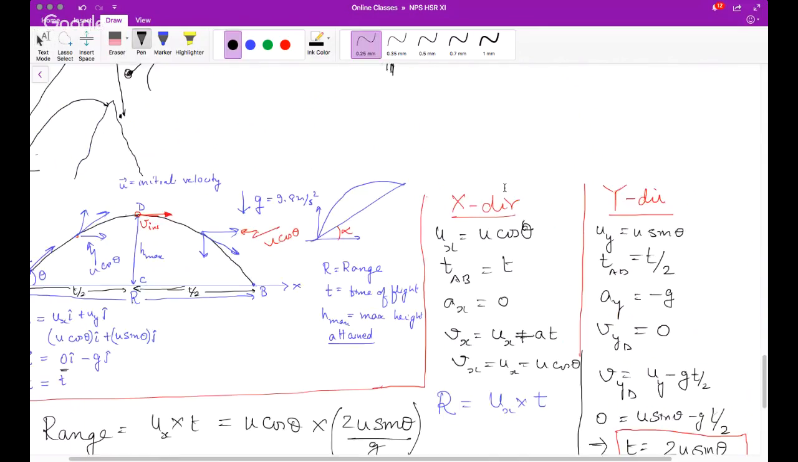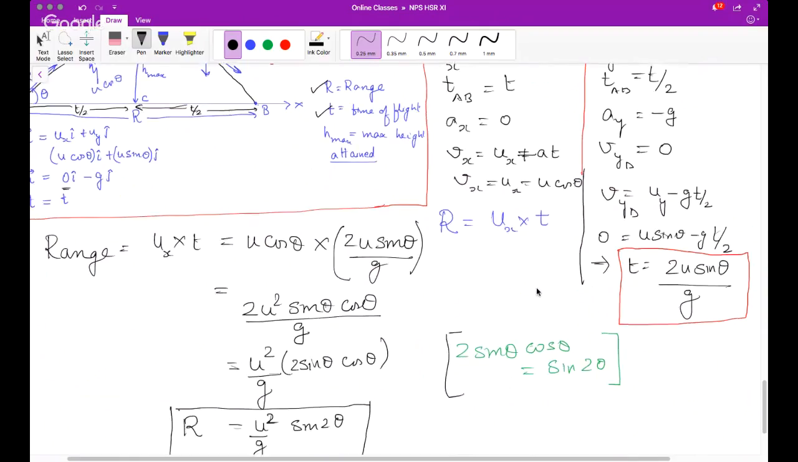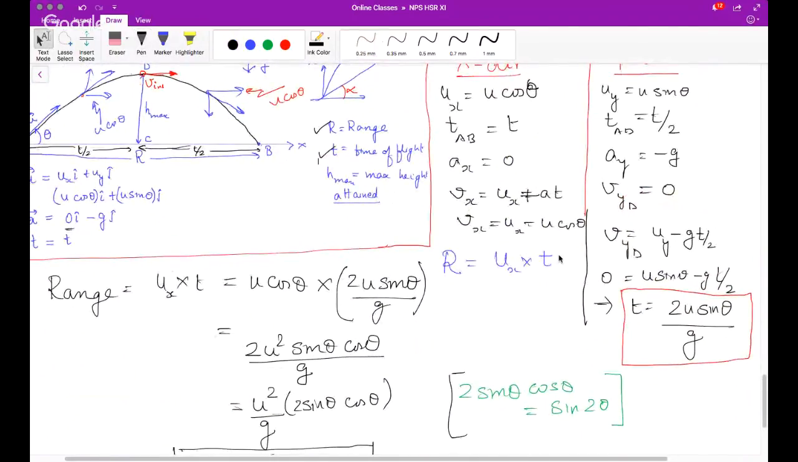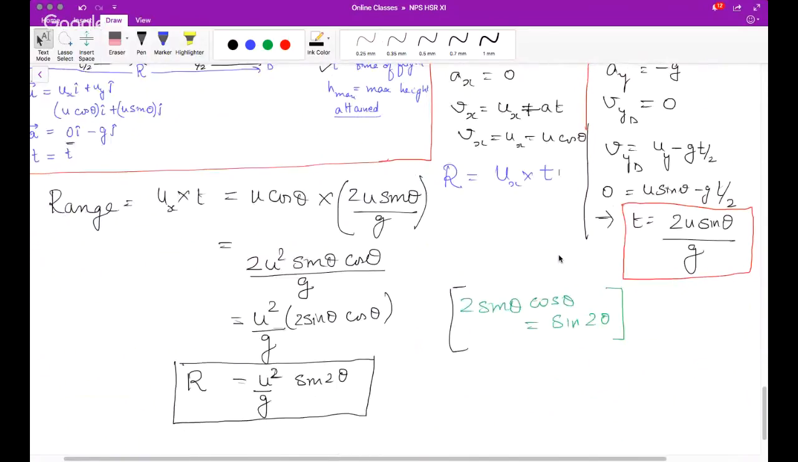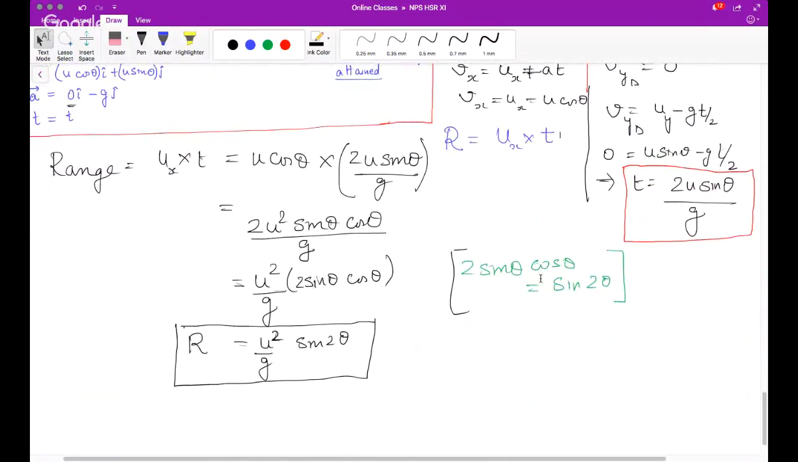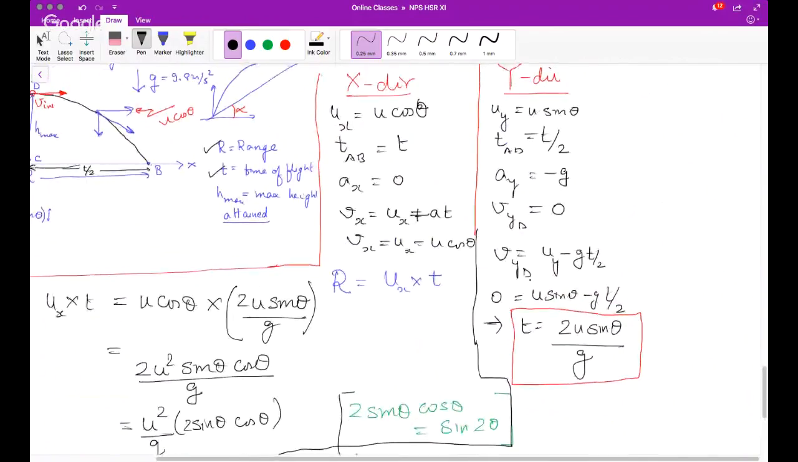Okay, now one thing which is remaining. What all did we find out? We found out this. Let's find out h max, the maximum height attained. For finding h max, we will consider the y direction motion. So we are continuing with the y direction motion in this segment.